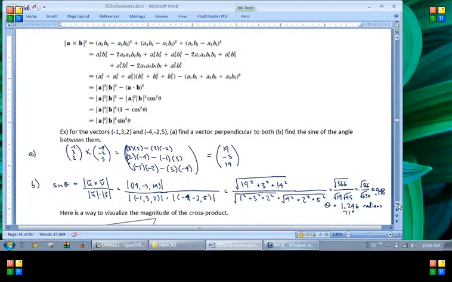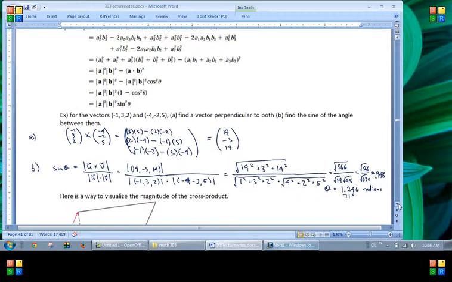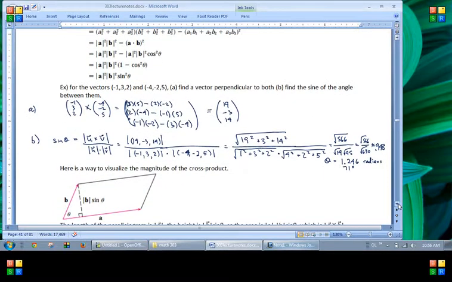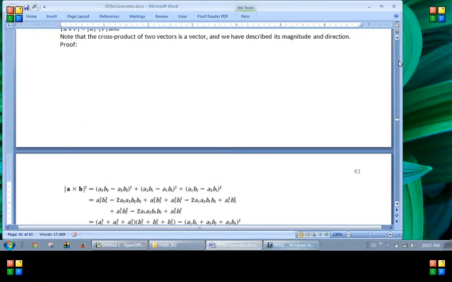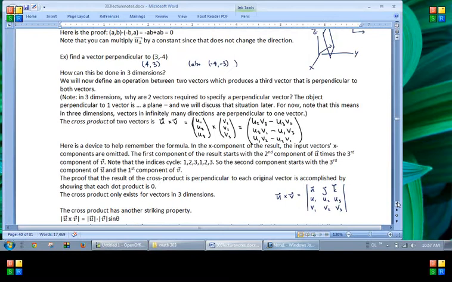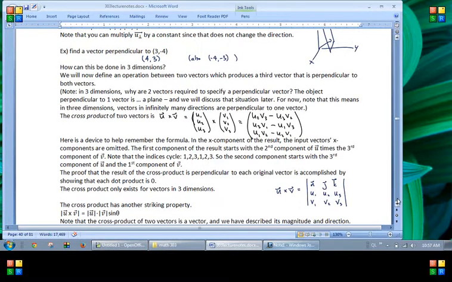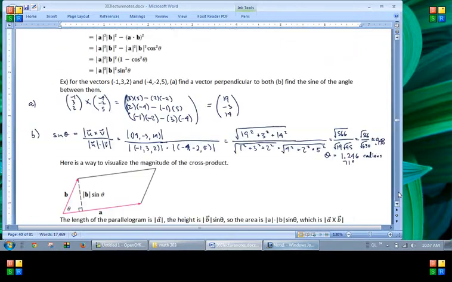I want to talk about a nice picture now, which helps you visualize what's actually going on here. So imagine we have these two vectors, A and B, and we're taking their cross product. What we saw is that if you calculate the magnitude of that cross product, let's go back to the formula, you get the magnitude of u times the magnitude of v times sine theta. What does that represent? It's this picture.